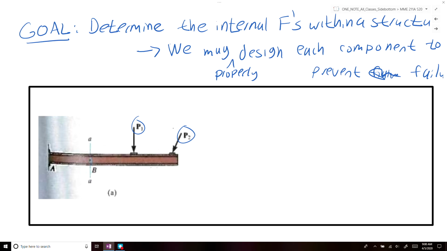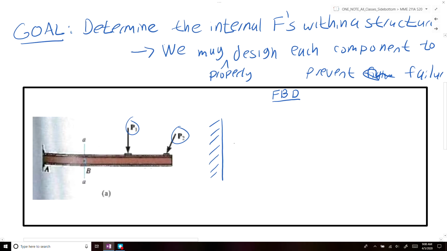So to determine that, what we're going to do is draw a free body diagram of our system. Alright, so on one end we have our fixed connection. We know that a fixed connection will create supporting reactions. So for a 2D system, we know that a fixed support will apply a moment. It can apply a force in the x direction, and it can apply a force in the y direction.